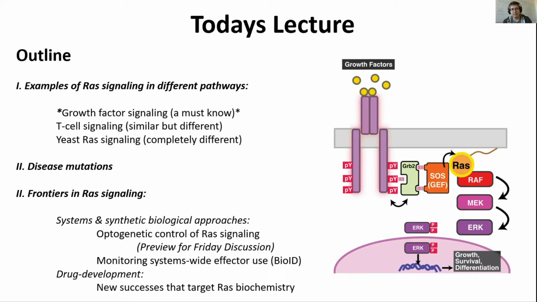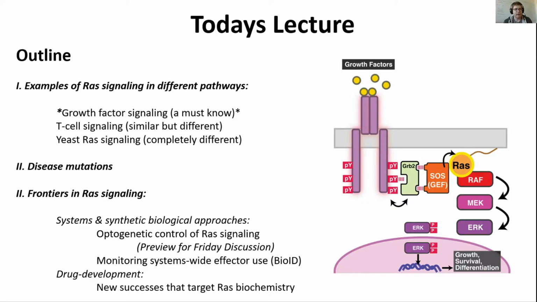But then I'm also going to give you other examples in which the RAS GTPase is used in signaling in different ways, so that you can see how nature can build different signaling pathways out of these components. The two examples I'll provide will be T cell signaling, which is very similar to growth factor signaling, but there are some differences there. And then I'll give you a very different example that can be found in yeast, where they also use RAS GTPases, but to signal in a completely different paradigm than what we've discussed so far.